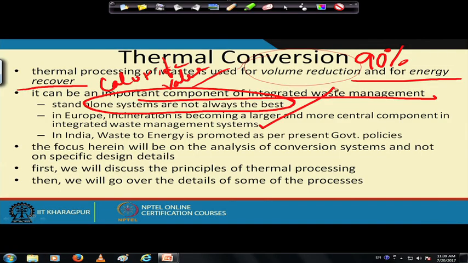Some countries like Sweden and other places are even importing garbage from other European countries, so that they can have their waste to energy plants running. In many places in Sweden, especially in those cold countries, the energy produced from waste to energy plants is used for district heating. When we say district heating, it is the heating of the homes in the surrounding areas.